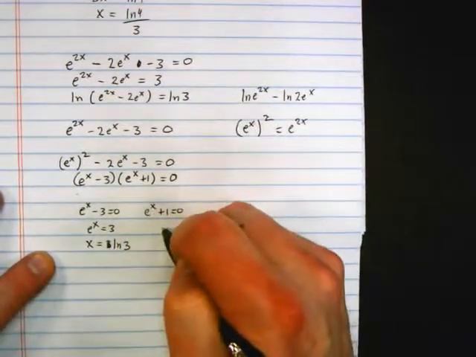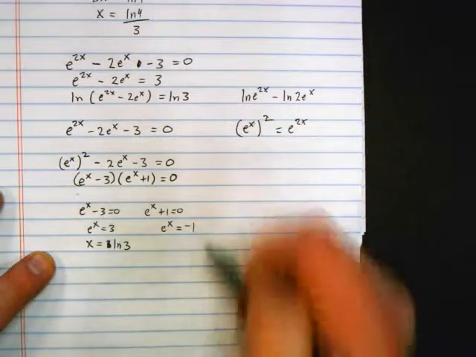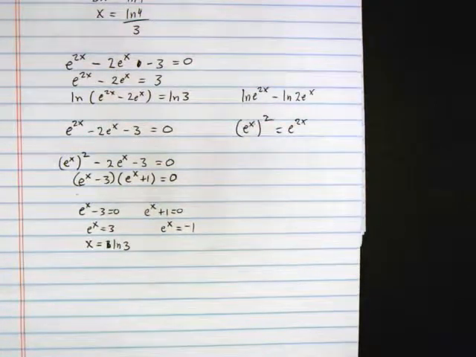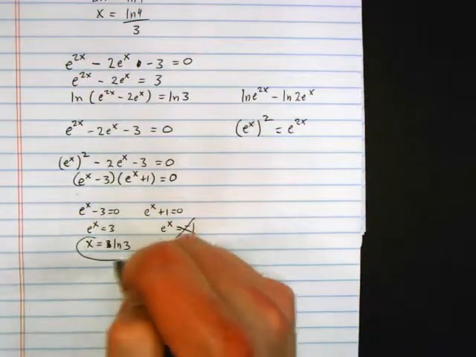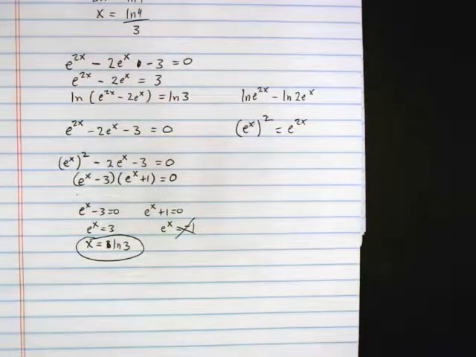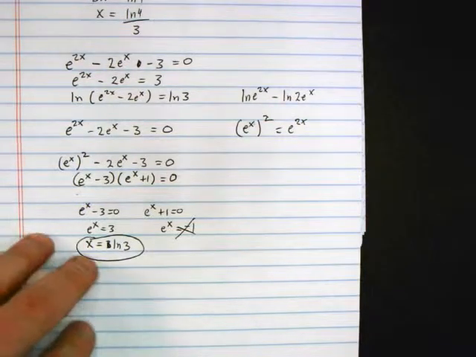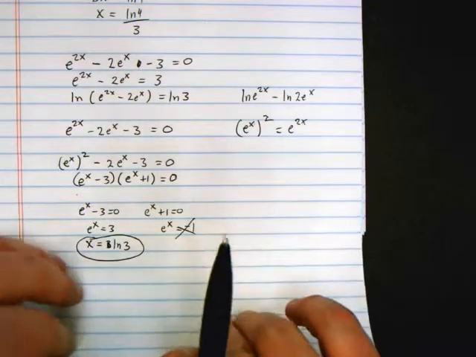But this one over here, I've got a problem. I have e to the x equals negative 1. I can't do ln on both sides, can I? Because I can't do ln of a negative number. So that one doesn't work. Only get one answer. Questions on that? All right, so that's exponential equations.